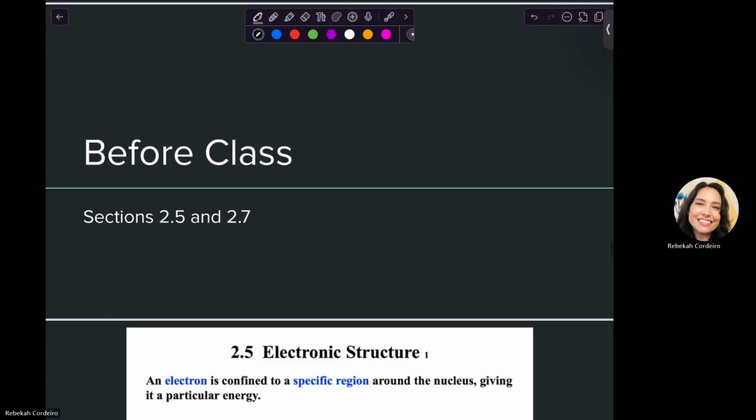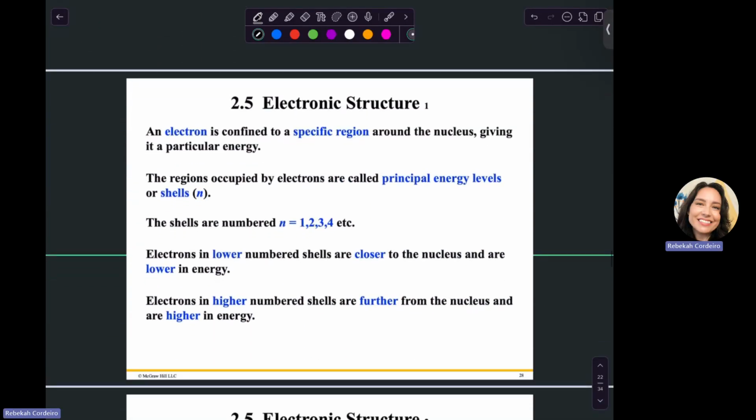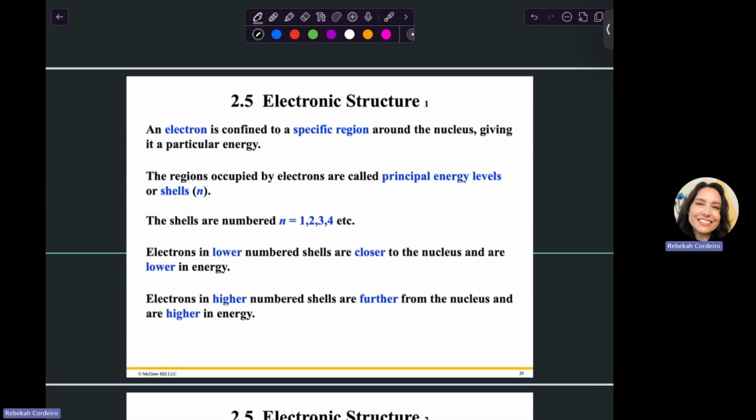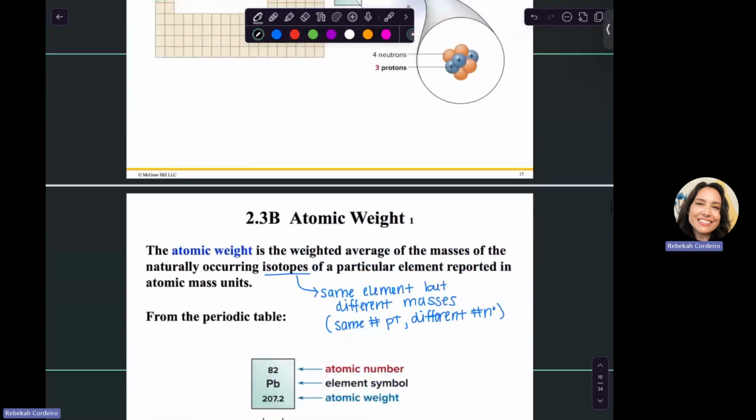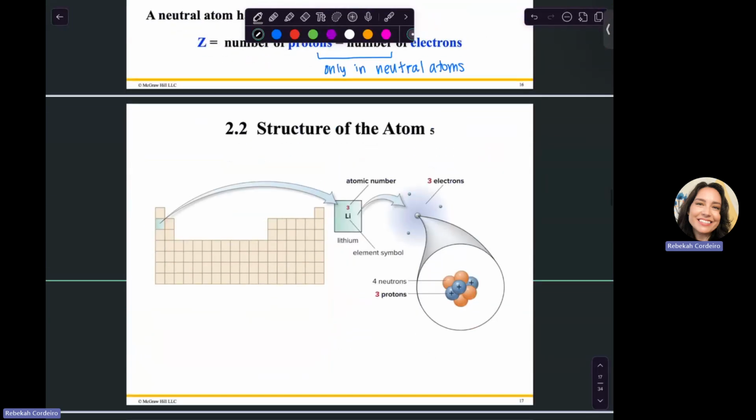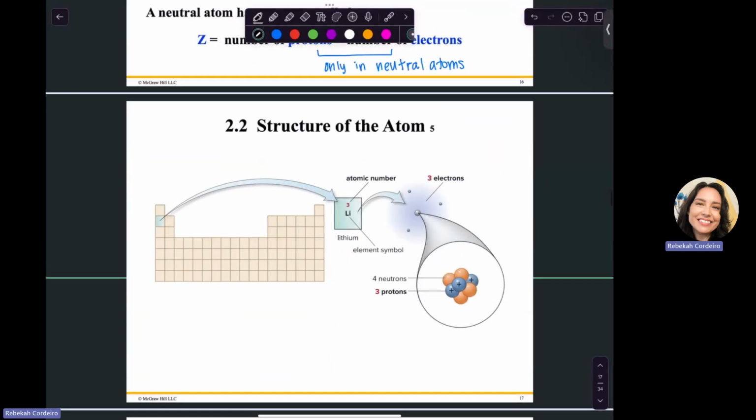Hi, we're going to look at sections 2.5 and 2.7 from chapter 2. First we're going to briefly talk about electron structure. We previously have talked about the whole structure of the atom, the periodic table, main group elements, and what's inside the atom: protons and neutrons.